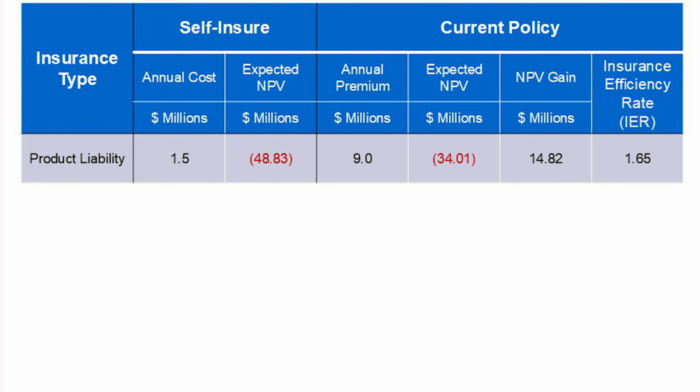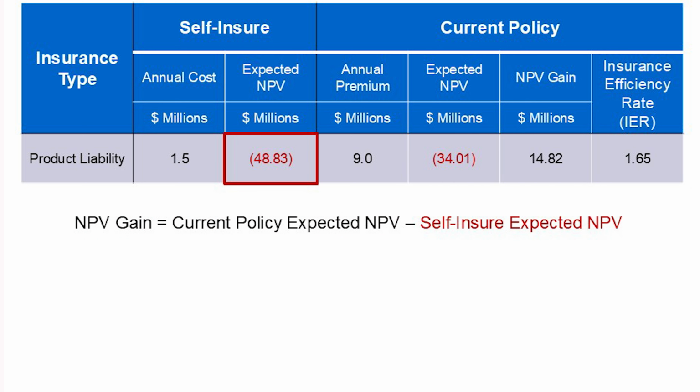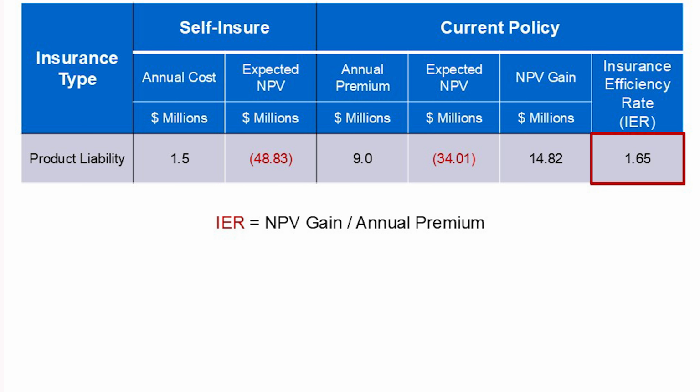Let's consider the performance of the portfolio of insurance policies the company currently holds. The product liability annual expected risk liability is about $49 million. The current product liability policy reduces the expected risk liability to about $34 million. The net present value gain of the policy is about $14.82 million, calculated as the current policy expected NPV minus the self-insure expected NPV. The insurance efficiency rate of the current product liability policy is 1.65, calculated as the NPV gain divided by the annual premium.